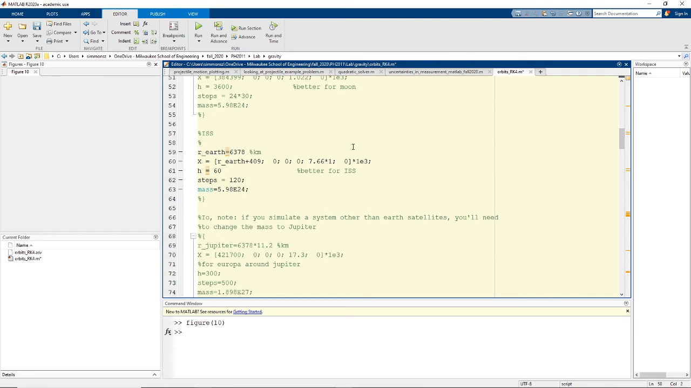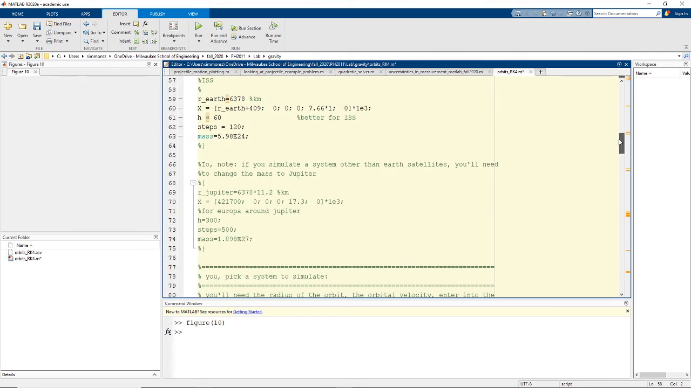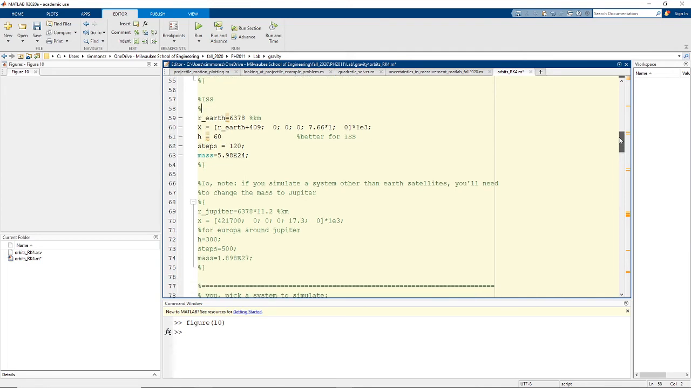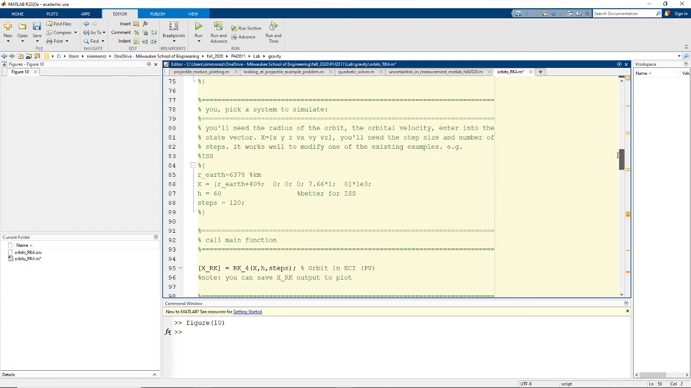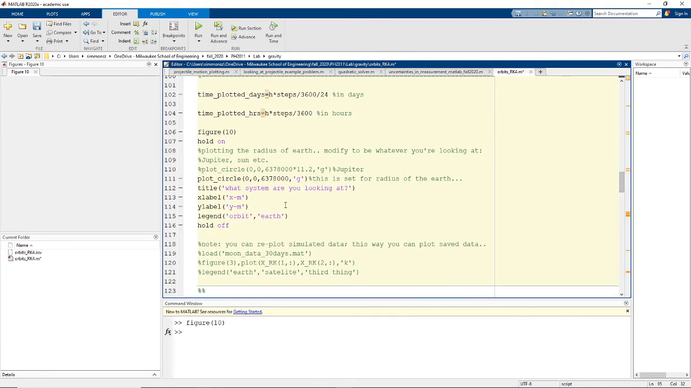So let me show you the next part of the code. That's where you set your settings. You can change this to pick whatever system that you want to look at. So I put a note in here, pick a system that you want to simulate. And I put this space station one here to start with, so you have something to start with. Next, it calls the main function. This is the main part of the program. And then there's some stuff to make some plots. So this will spit out how much time that you've done it. This is to generate the plot of the orbit.